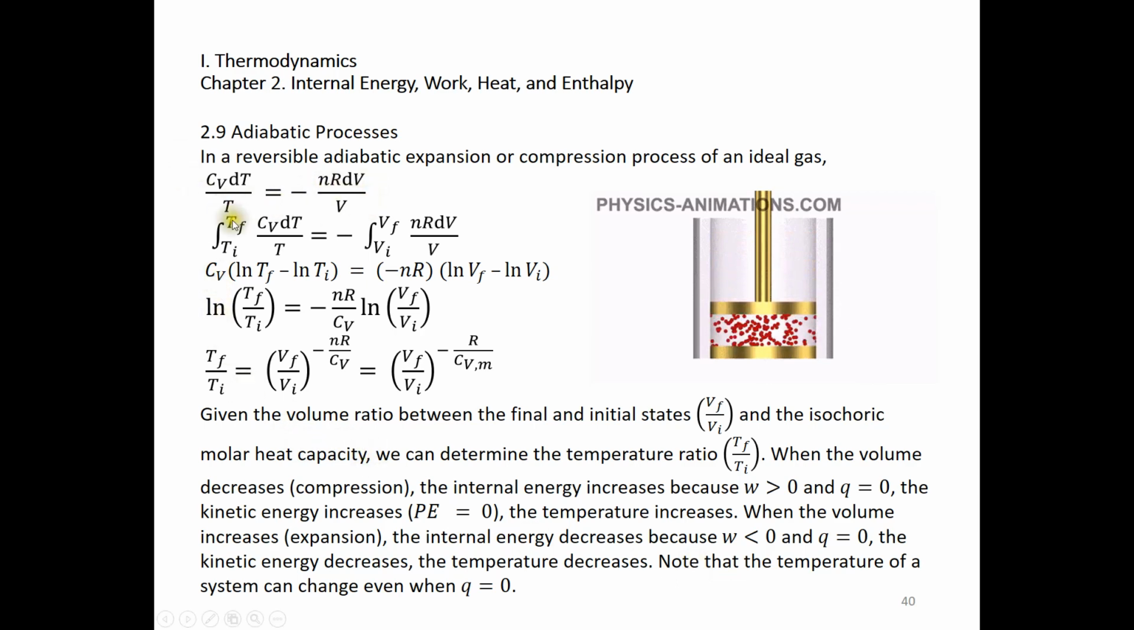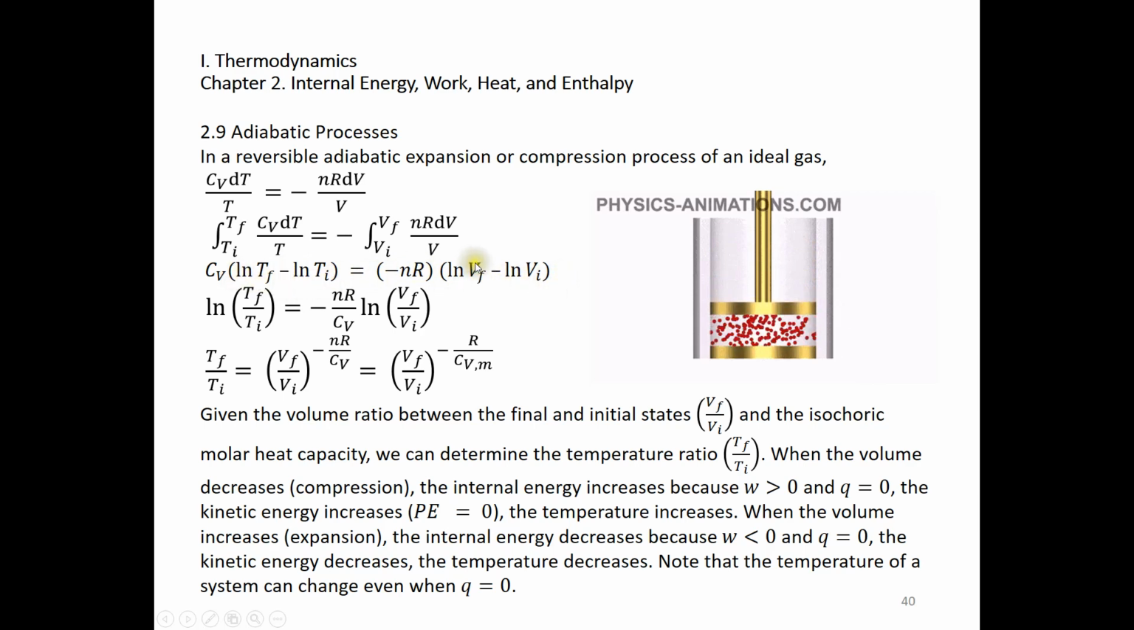Now we integrate both sides. And the integral of dT over T is the logarithm of T. The integral of dV over V is the logarithm of V. Therefore, we have this equation after integration: CV times the difference between ln T final minus ln T initial is equal to negative nR times ln V final minus ln V initial.